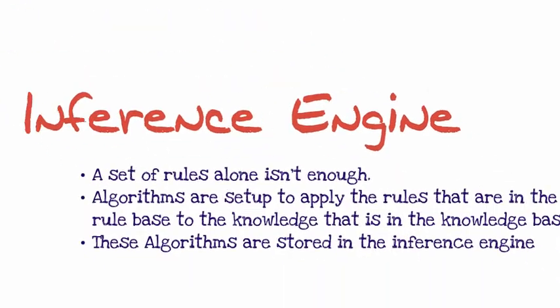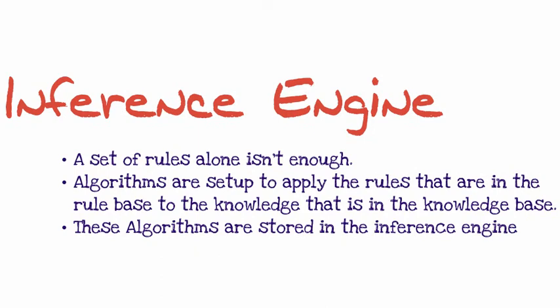But we cannot apply rules unless we have an algorithm. So algorithms are set up to apply the rules that are in the rule base to the knowledge that is in the knowledge base. These algorithms are stored in what's called the inference engine. Now this is the difficult one, remembering this, inference engine. Generally people get stuck on this point.